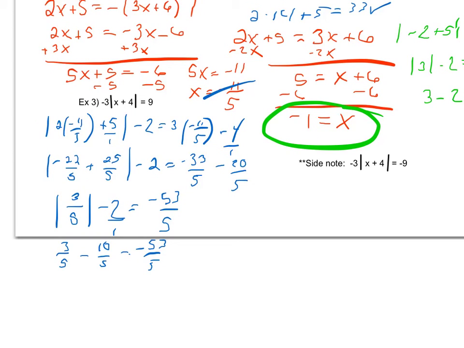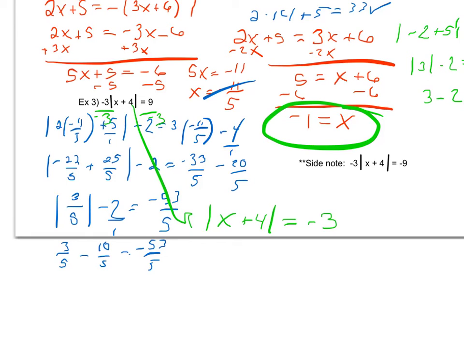So let's look at example 3 here. I would divide both sides by negative 3, and I get the absolute value. Sorry, I'm kind of all over the place on this video. So if I divide here by negative 3 and divide here by negative 3, I get absolute value of x plus 4 equals negative 3.